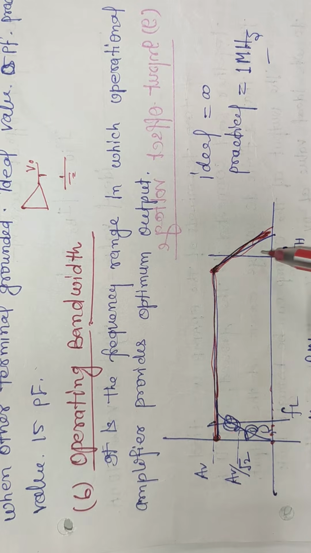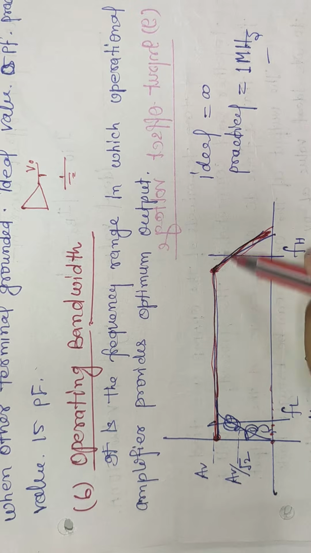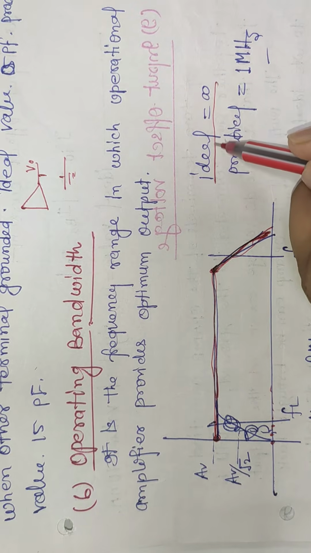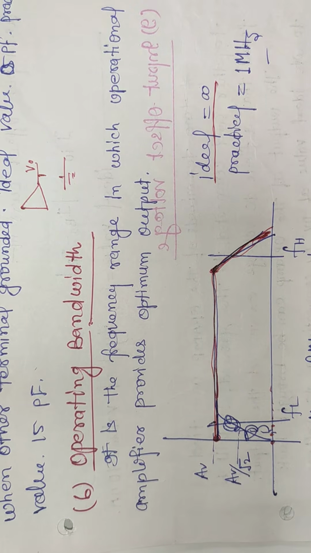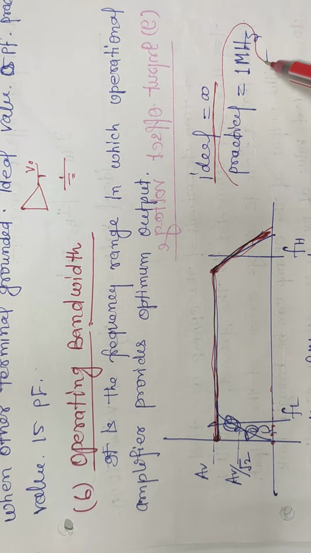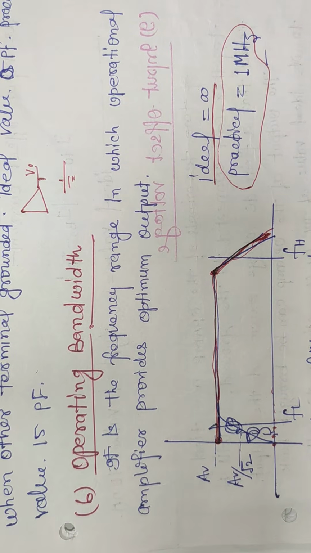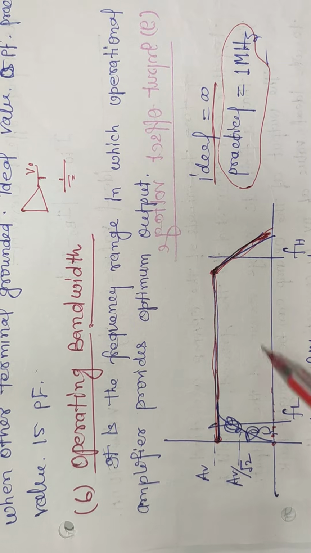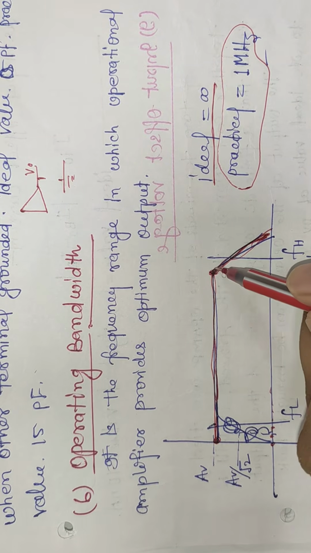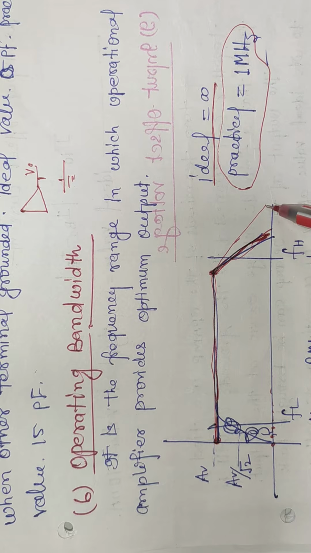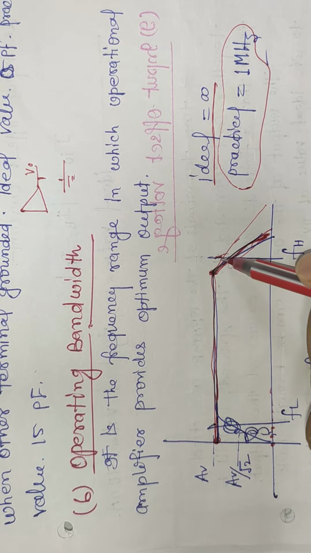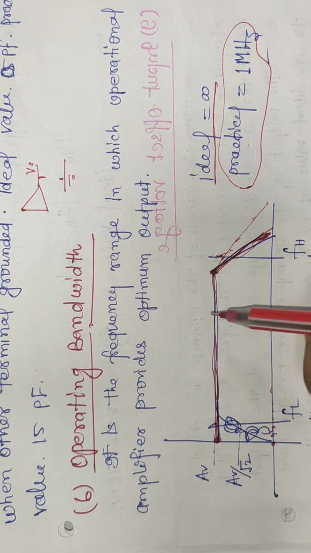This range of frequencies is called operating bandwidth. So ideally this should be infinite. For the ideal amplifier, bandwidth should be infinite, and for the practical operational amplifier, the bandwidth is 1 megahertz. Okay, so here you can see that when we increase the frequency, the gain of the op amp reduces.